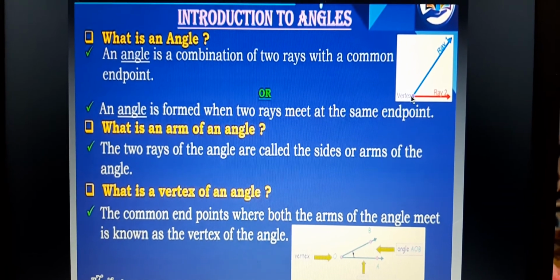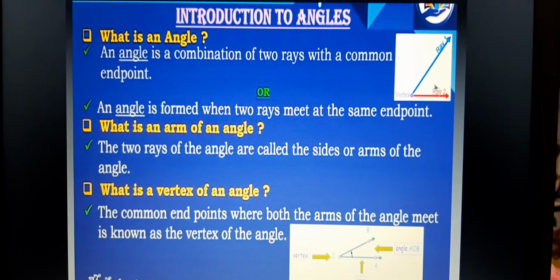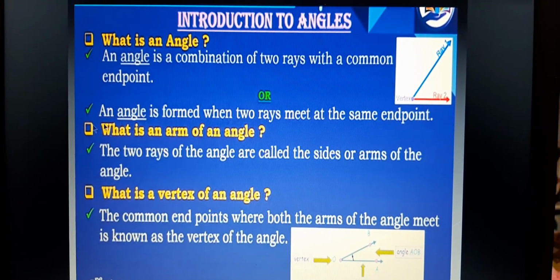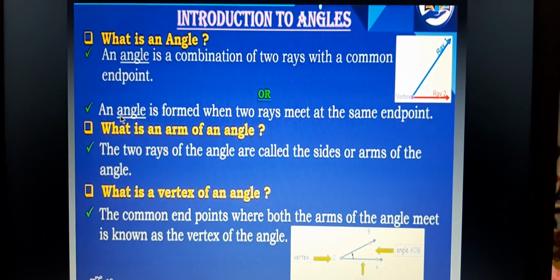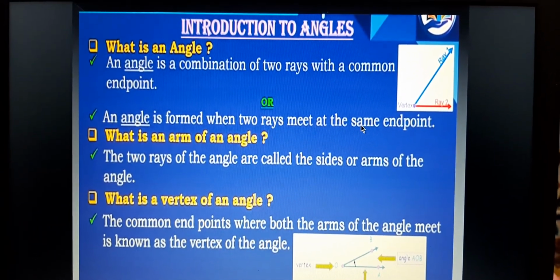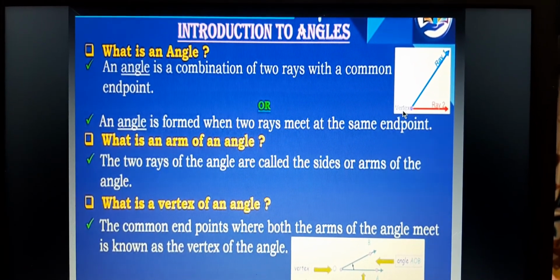But where two lines meet, what happens? I asked you what shape that is, right? So you can see that it is an angle here. Now we will see this in detail. An angle is formed when two rays meet at the same end point. You can see the example, two rays meeting at the same end point.